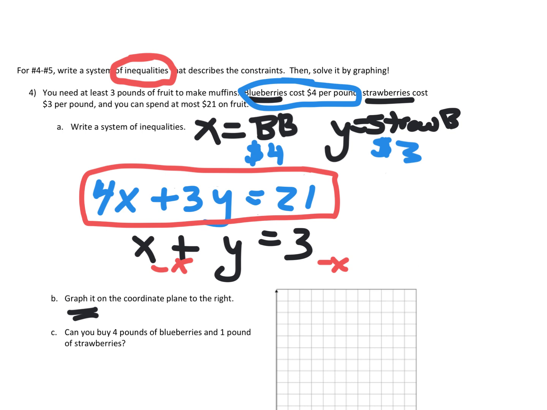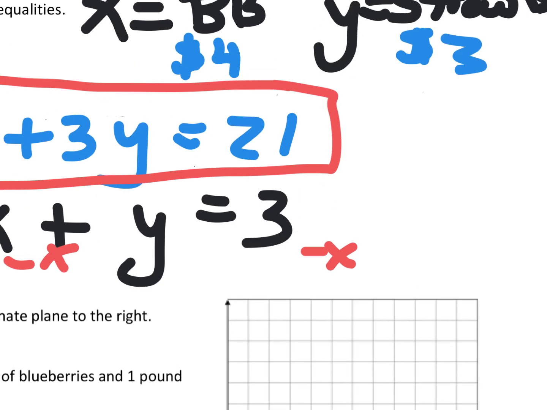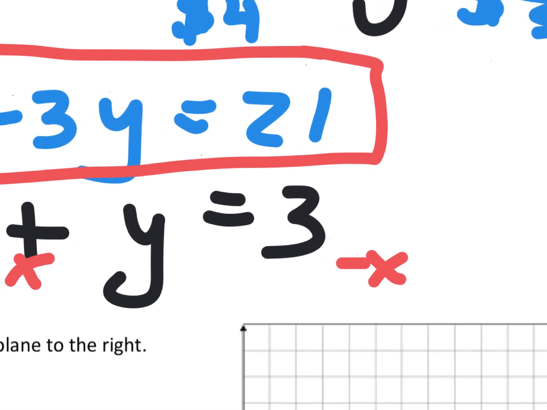Another key word I missed was at least 3 pounds. It didn't say 3 pounds. It said at least 3 pounds. So they're fine if you want to make more than that, but you got to have at least 3. Do you get that changes it from just equal to 3 to it could be bigger than or equal to 3?